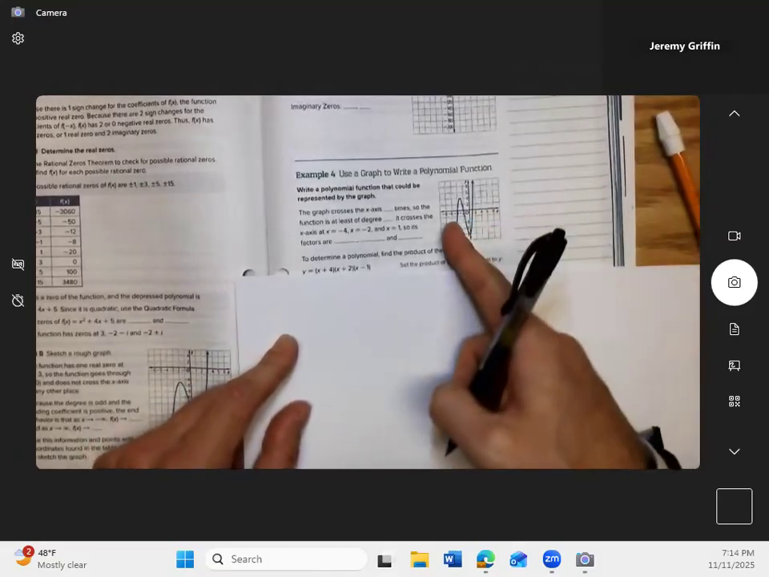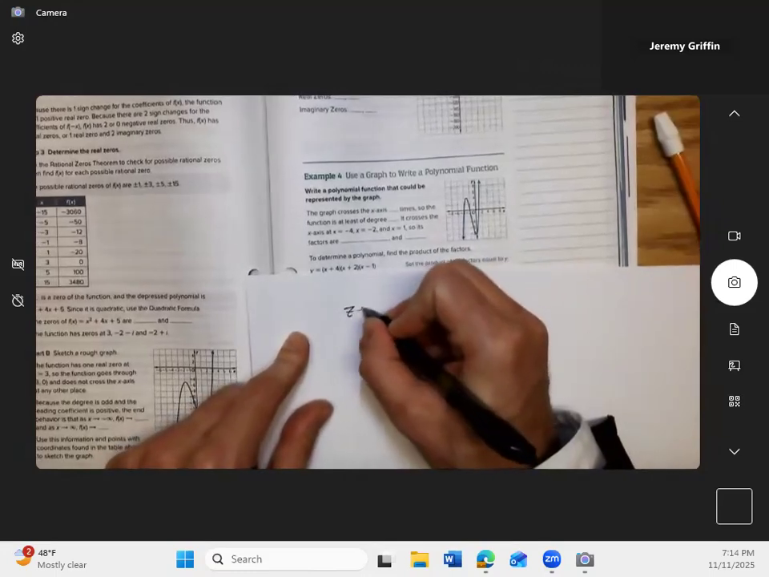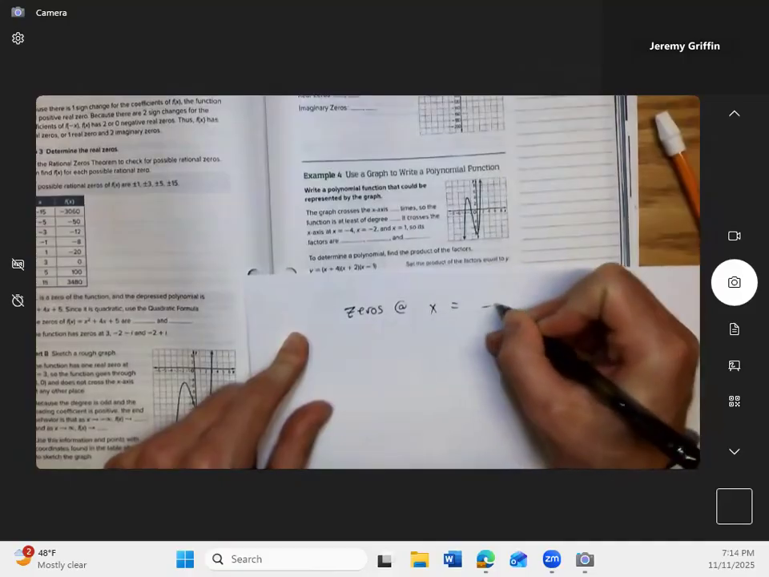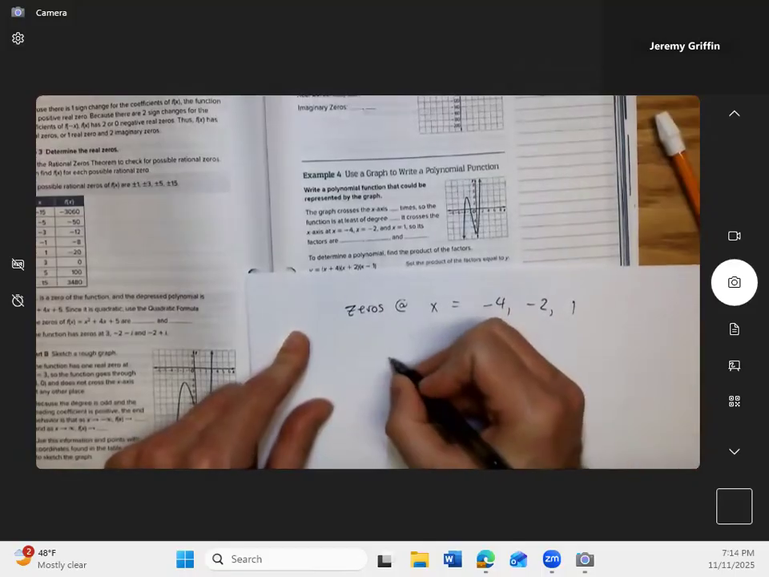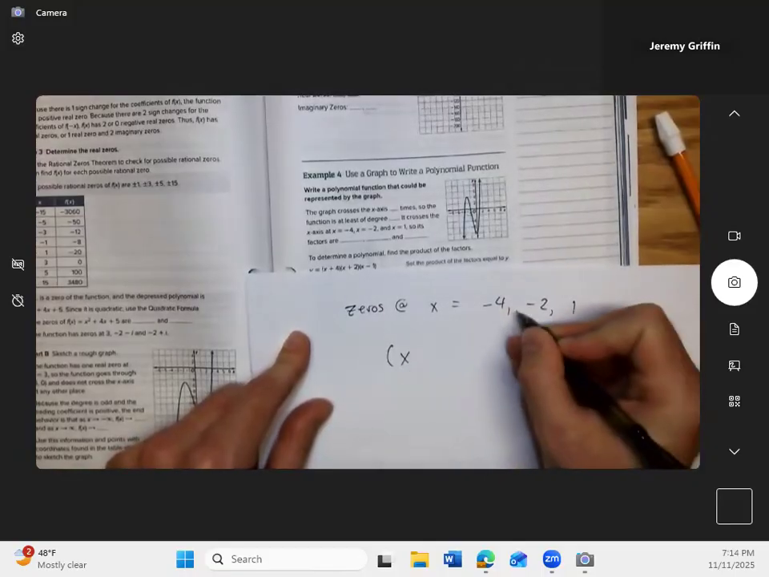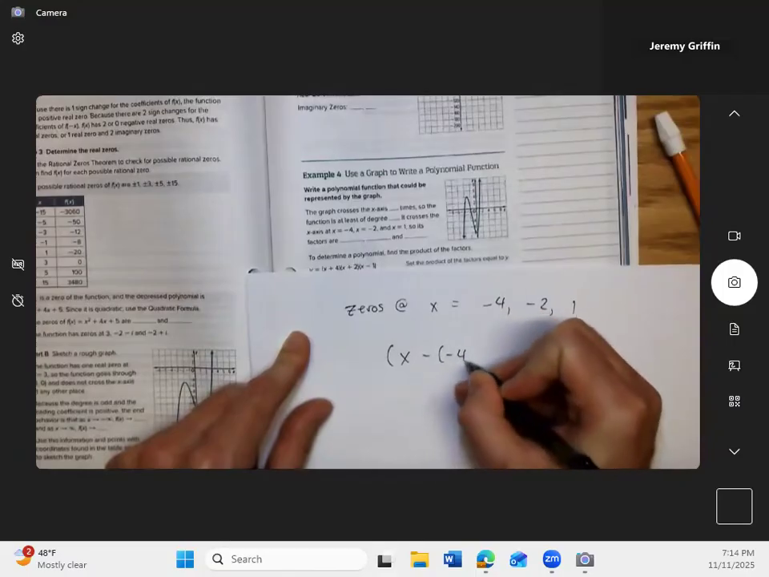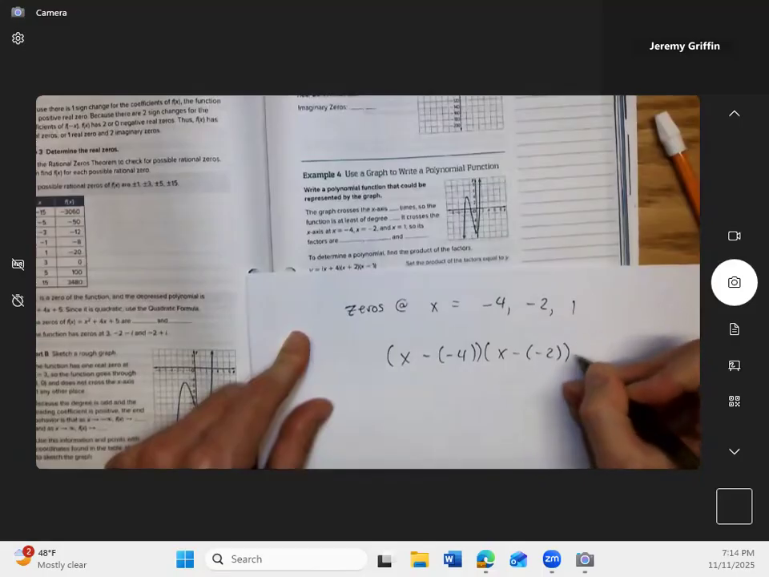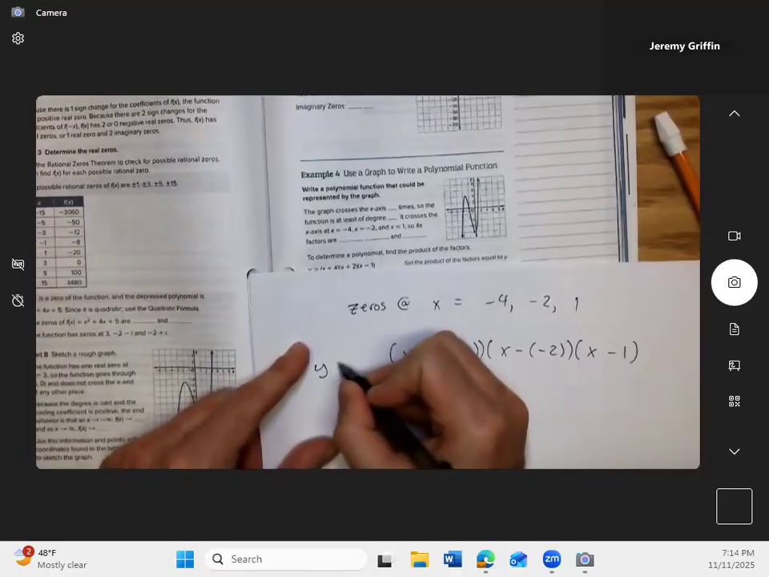Now here, I think I can probably construct this out of the zeros. I see zeros at x equals -4, -2, and it looks like +1. So I think if I multiply x minus -4, which is also called, well, here, I'll go ahead and write that: x minus -4, x minus -2, and x minus 1.